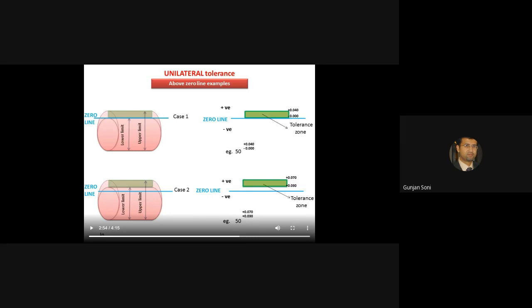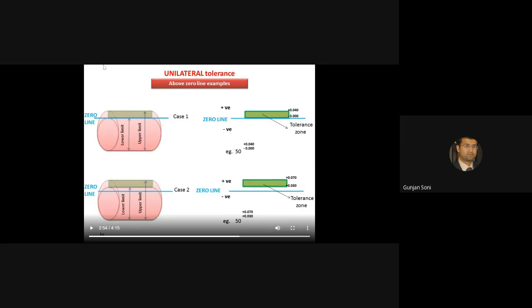So upper deviation is the algebraic difference between the maximum limit of size and the corresponding basic size. Okay, so when we come to the numericals, that time we will understand more. Right now, if I give too much information about deviation, it may not be very suitable.